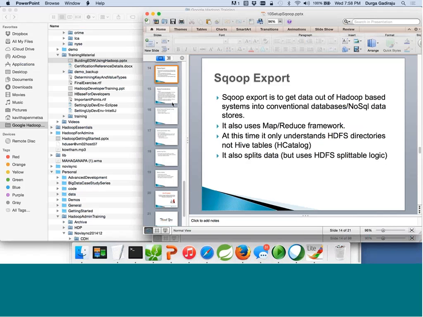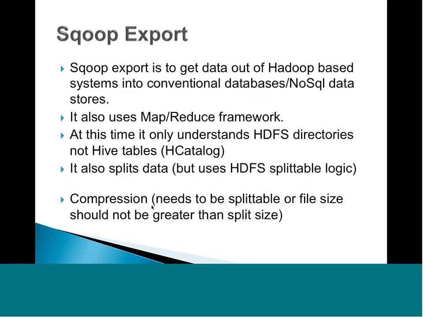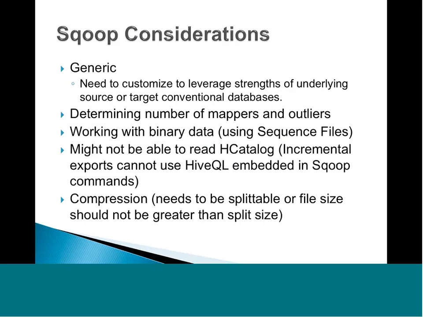Okay, so that is about Sqoop export. So, Sqoop considerations: generic connectors need to be customized to leverage the strengths of the underlying source or target conventional databases, which I have explained earlier. For example, in Oracle, if you have to get the desired parallelism, either you have to reduce the commit rate, I think there is a parameter for that, or, if that is not there, you have to increase the init trans depending upon the number of threads you are using to load the data into the target database.